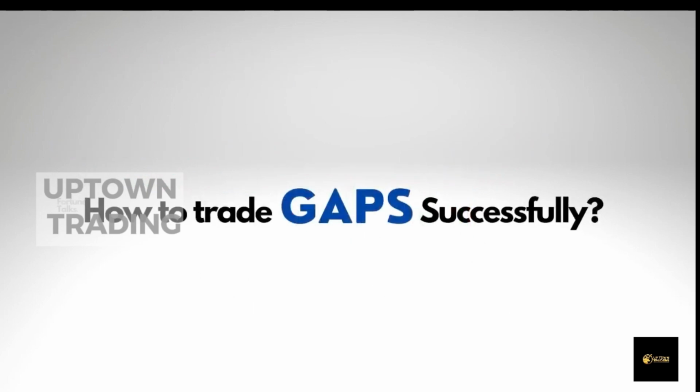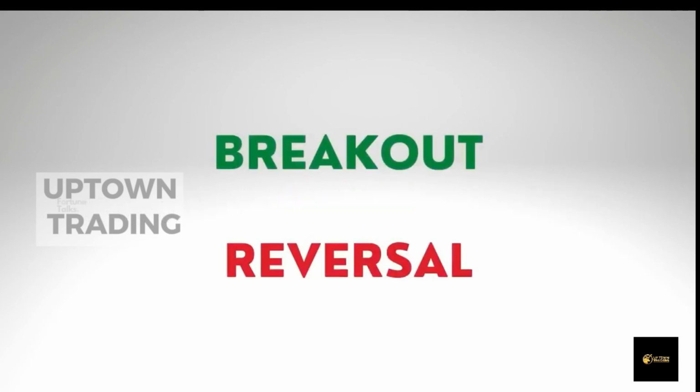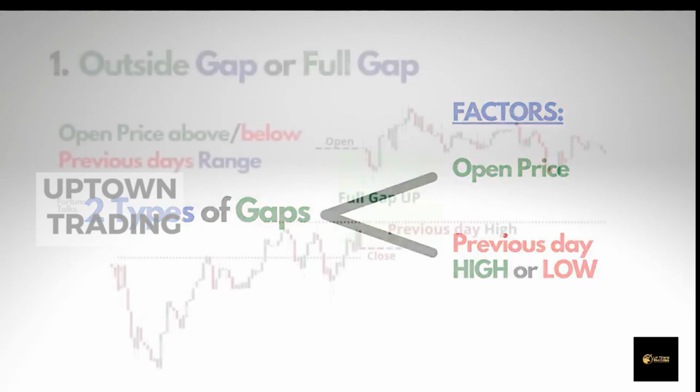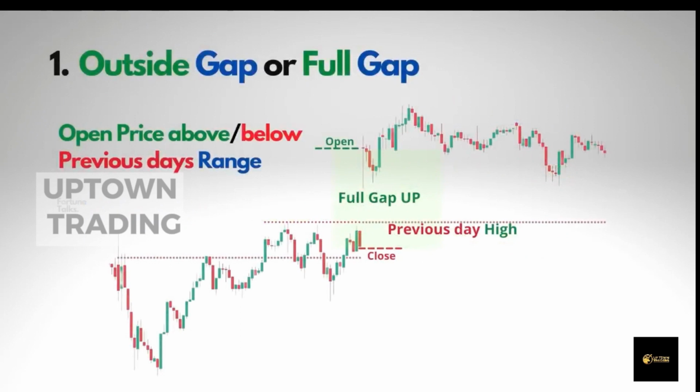Well then, let us figure out how to trade the gaps successfully. There are several ways to leverage gaps in the market to your advantage. In this episode, however, we will talk about the idea of breakouts and reversals with respect to market gaps. These strategies are based on two types of gaps, with the open price depending upon the highs and lows of the previous trading session's range. So it can be an outside gap or a full gap. This happens when the market opens outside the previous day range. That is, the candle opened outside the previous day high or low for a gap up or gap down respectively.